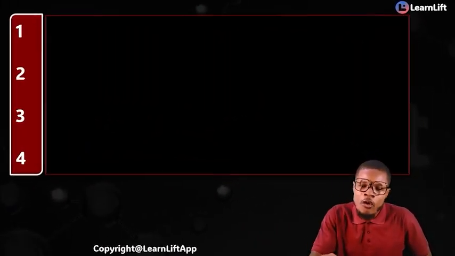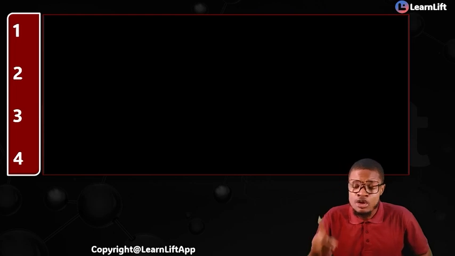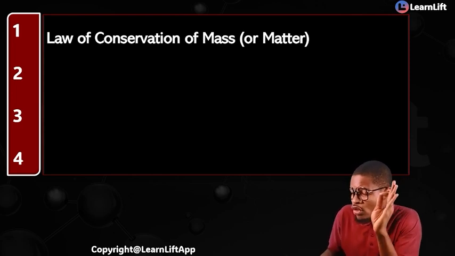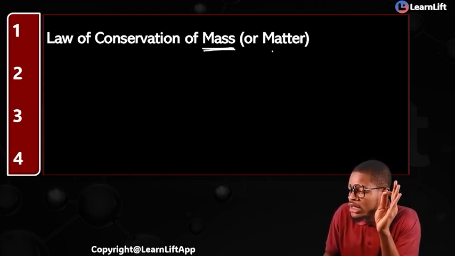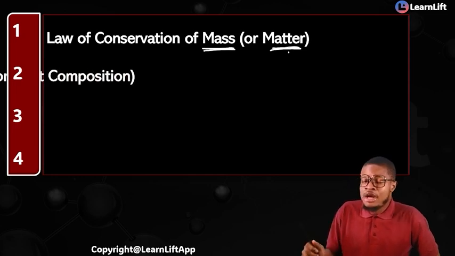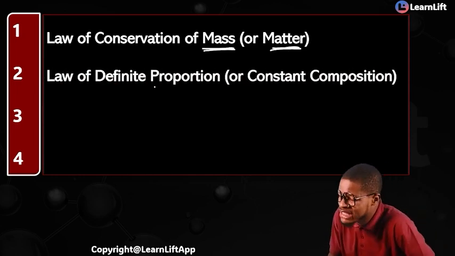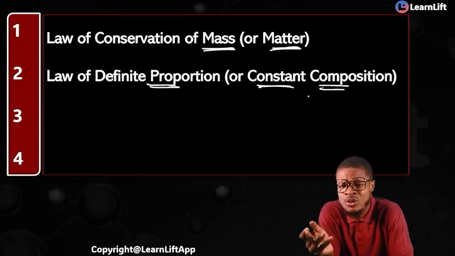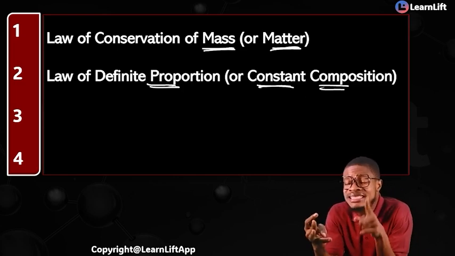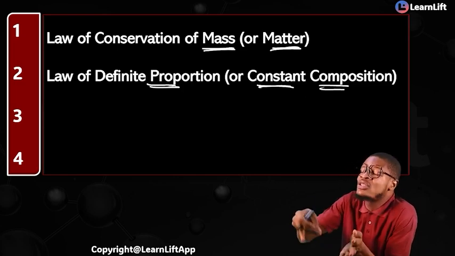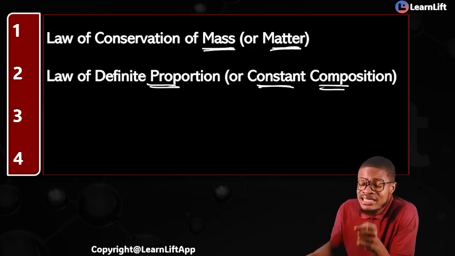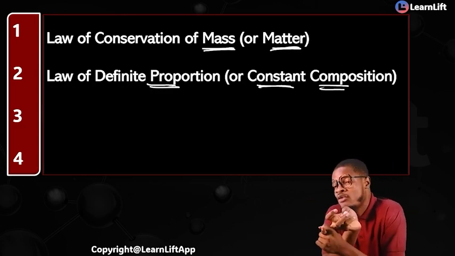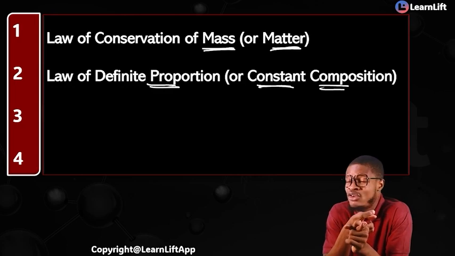Now, what are the 4 laws of chemical combination? Number 1 is what we call the law of conservation of mass, or the law of conservation of matter. Number 2 is called the law of definite proportion, or the law of constant composition. A lot of times people try to swap the 2 of them. Listen carefully. C and C go together: constant composition, CC. So you call it definite proportion, or you call it the law of constant composition. The first is the law of conservation of mass, or the law of conservation of matter.